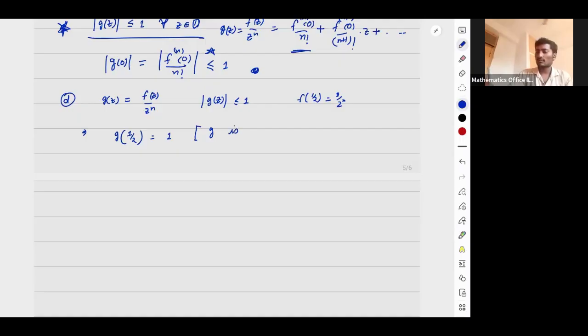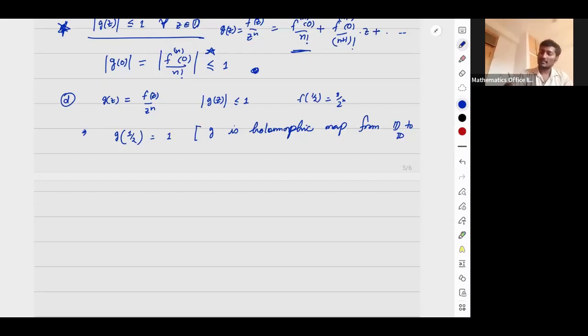g is a holomorphic map from D to D. D to D means we are always talking about the closed unit disk here. So don't worry about that, because the interior part goes to the interior and the boundary part goes to the boundary. So we have attained an interior point where it attains the maximum, right? At 1/2, what are we getting? g of 1/2 is equal to 1.